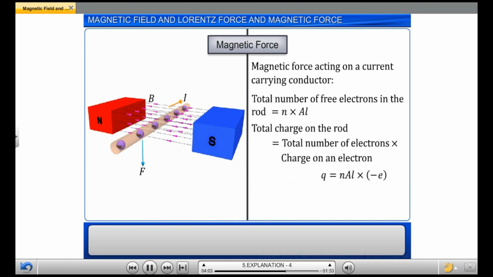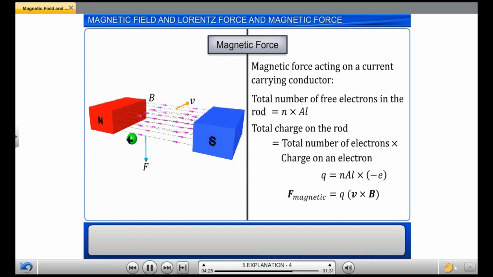This conducting rod is placed in a magnetic field of strength B. As you learnt earlier, for a charge of Q coulomb moving with a velocity v in the magnetic field B, the force acting on the moving charge due to the magnetic field is F magnetic equal to Q into V cross B. In the case of the rod, the magnetic force acting on the free electrons is equal to the total charge due to the free electrons on the rod multiplied by V cross B, which is equal to minus NALE into V cross B.